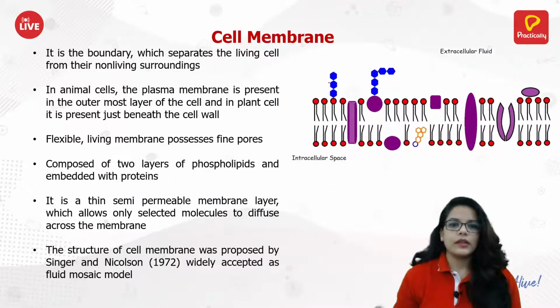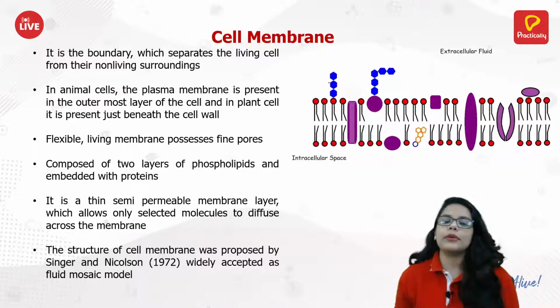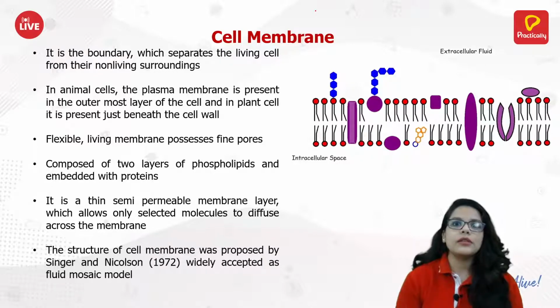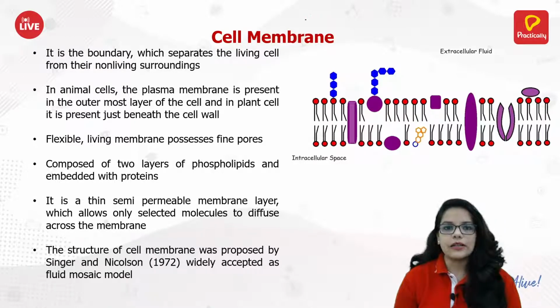Okay. Now we'll discuss the cell membrane. This is where the animal cells and the protozoan cells start. This is present in all living beings like plants, animals, fungi, even bacteria. All of them have a cell membrane.